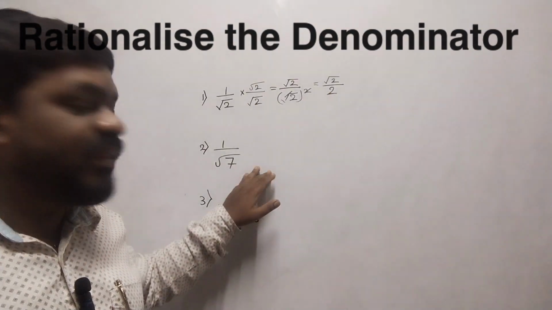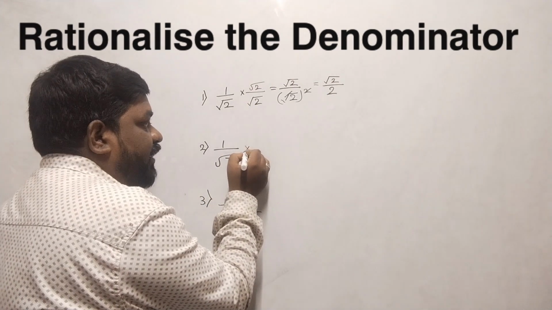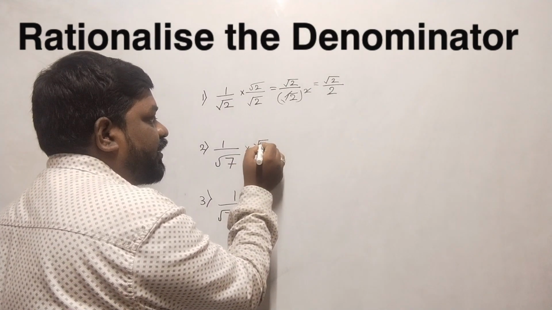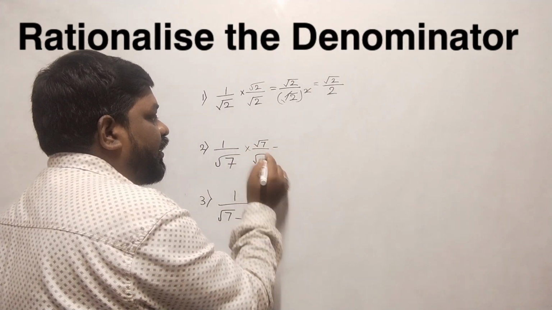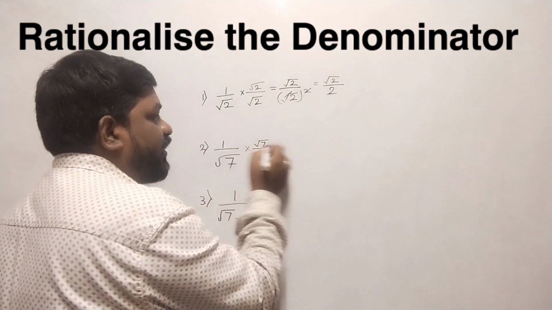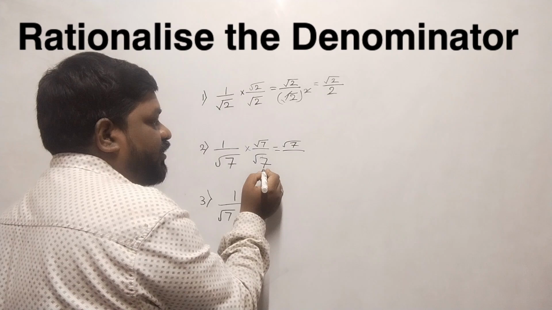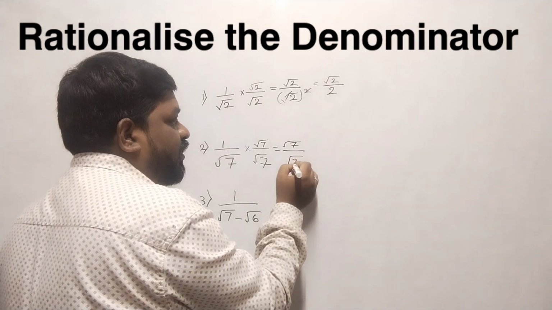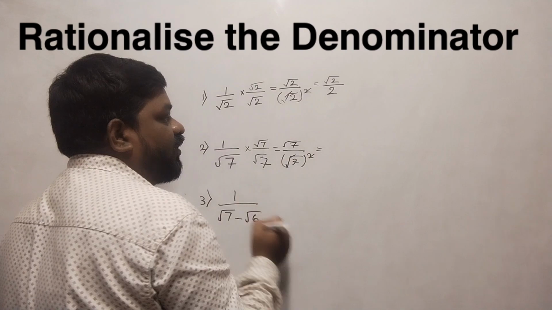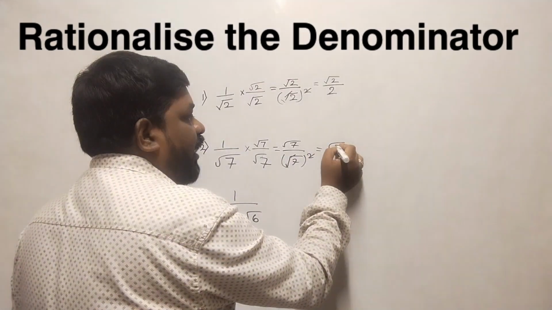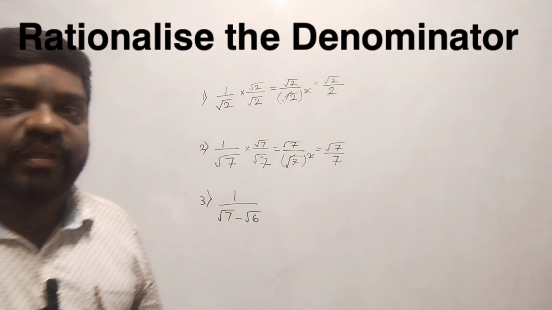Similarly, the next question is 1 by root 7. So multiply the numerator and the denominator by root 7. 1 into root 7 is root 7, by root 7 into root 7, which is root 7 whole square. So the square and root get cancelled. So the answer is root 7 by 7.